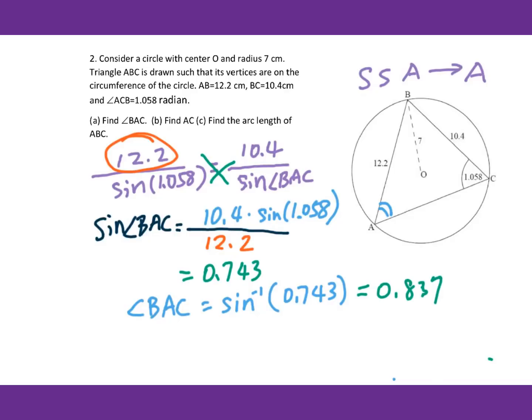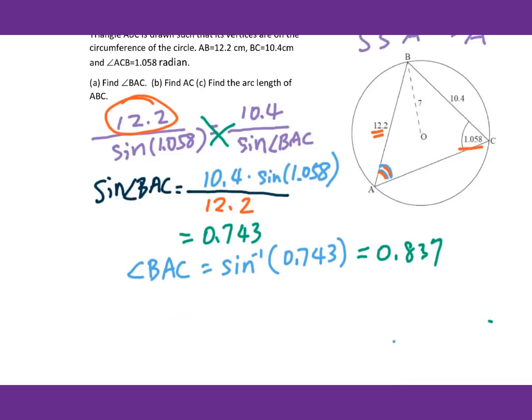For this problem, you cannot get an obtuse angle. The reason is 10.4 is less than 12.2. So this angle must be less than 1.058. Let's label this angle 0.837.